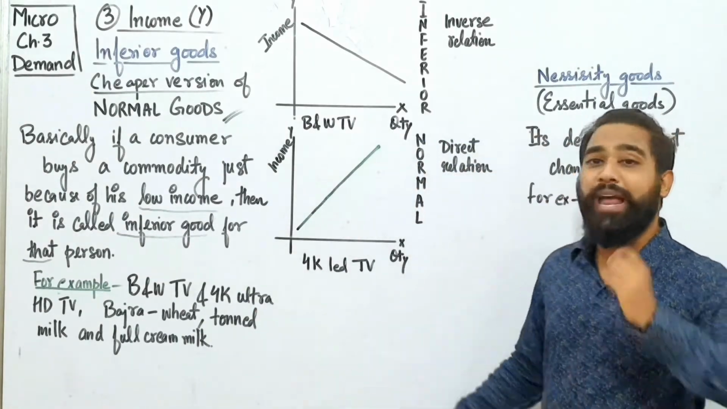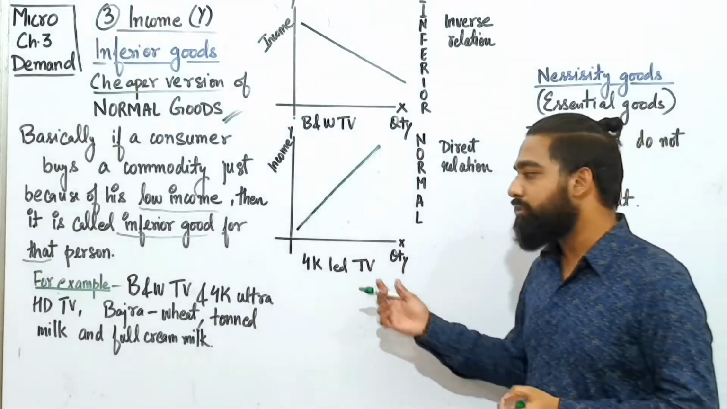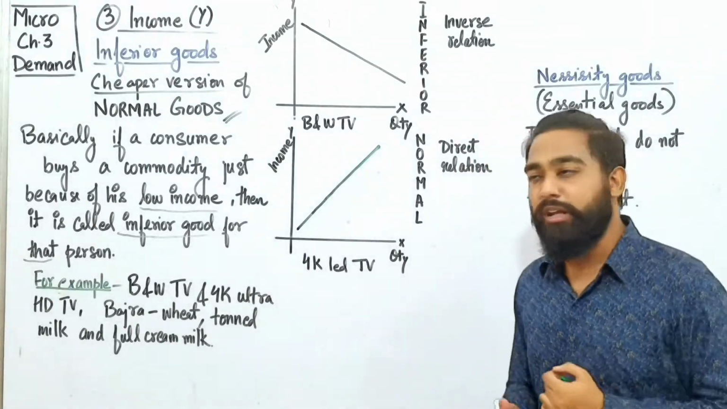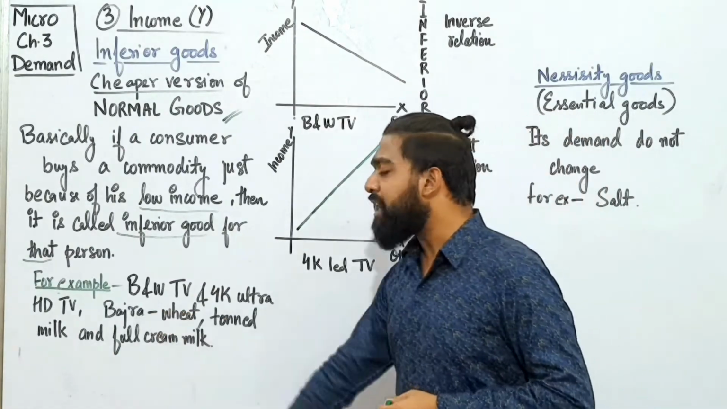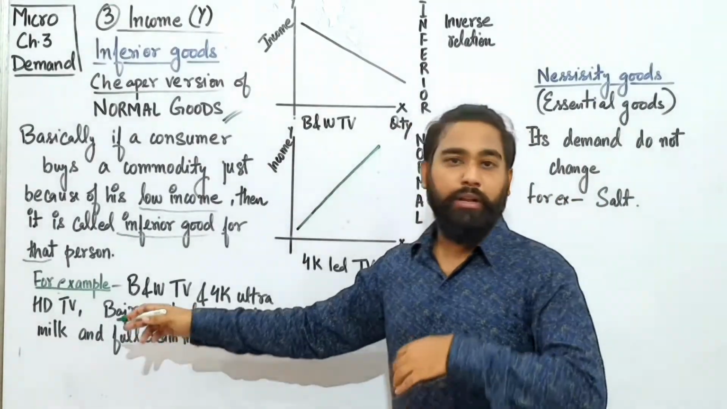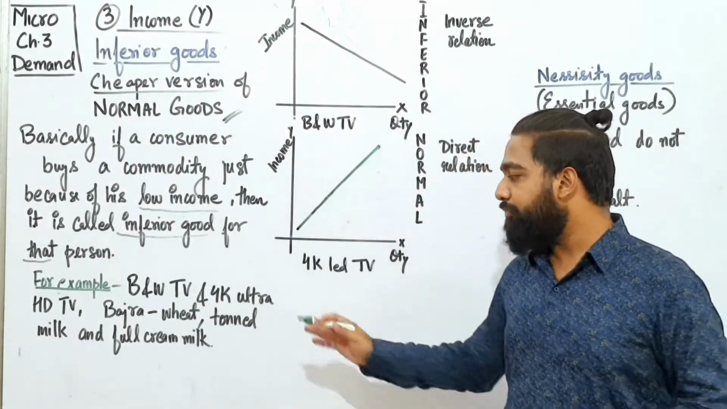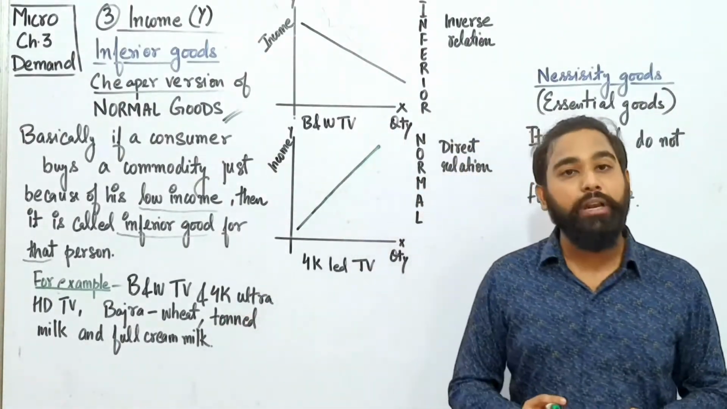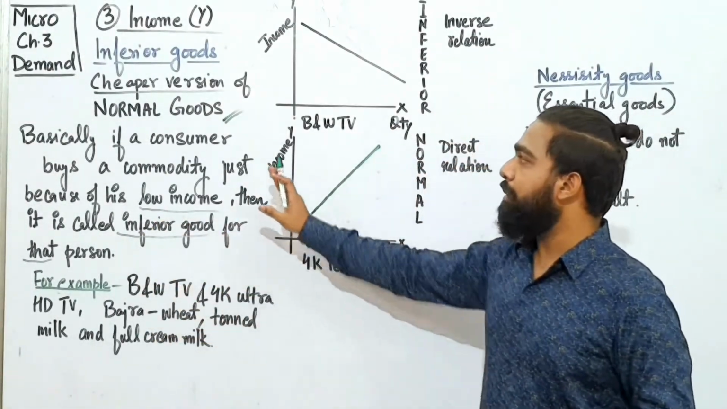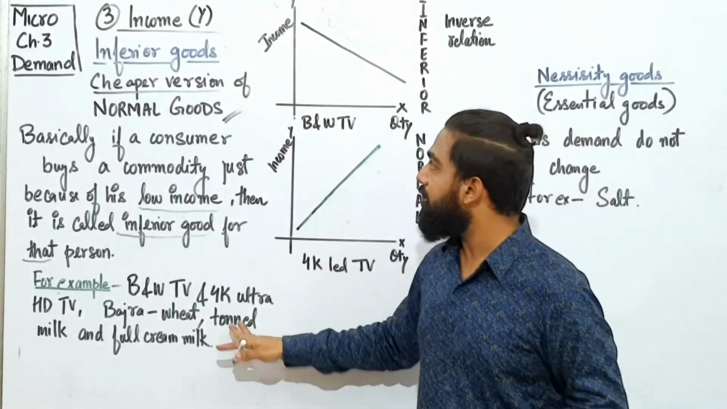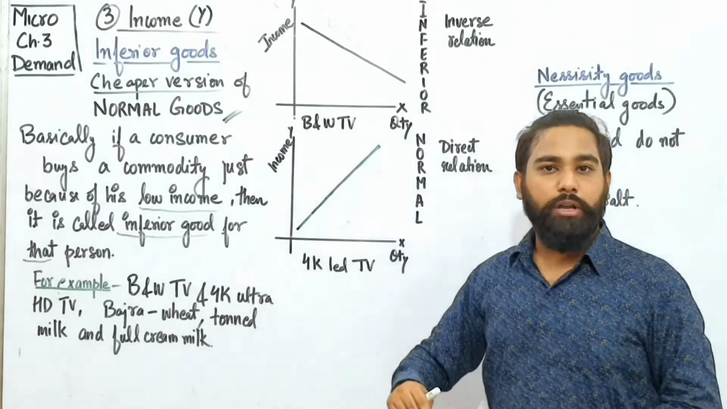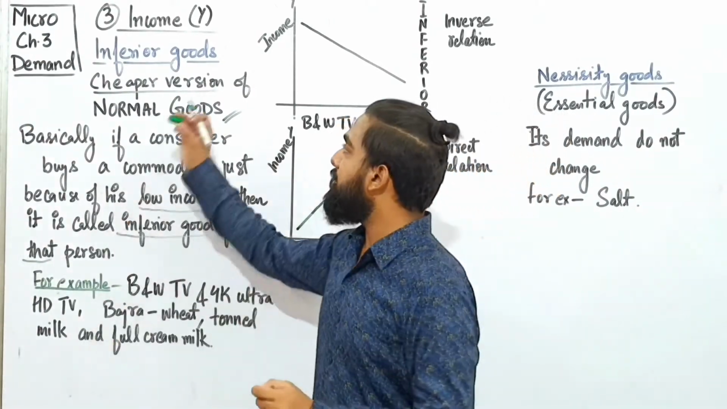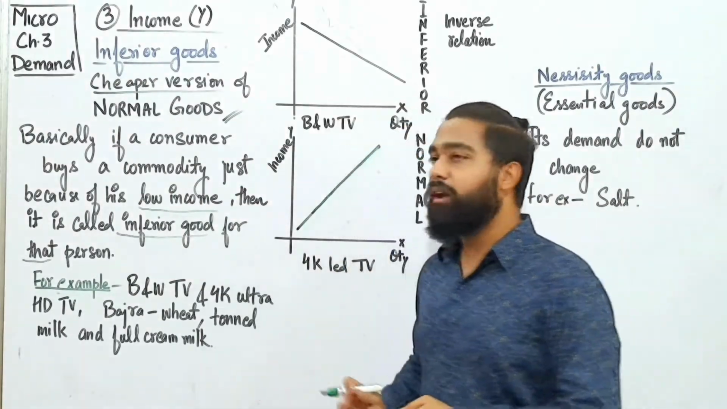Fine. Now let's see the example. For example, a black and white TV and 4K Ultra HD television. In that case, both are different. But for some people, this 4K Ultra is a normal good, and if their income is low, they will go back to the black and white TV. Bajra and wheat. For the poor people, they eat bajra, and if they are rich, they eat wheat. Toned milk and full cream milk. Most of the richer families prefer full cream milk, and the lower income families prefer toned milk. So it is just a matter of cheaper version of normal good. This is the cheaper version of normal good and this is the normal good. For some people, this is the normal good. There is not a particular definition of normal good, but if we buy a cheaper version of our normal good, then it will be treated as the inferior good for that person. I hope you have understood it well.